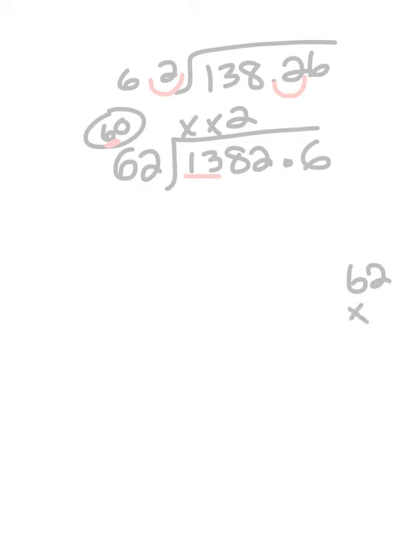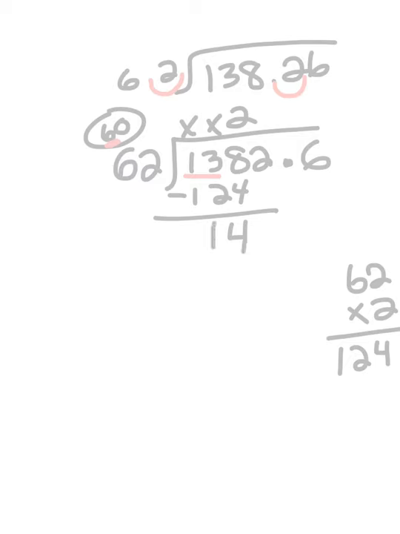So I'm going to come off to the side and go 62 times 2. 2 times 2 is 4. 6 times 2 is 12. So I'm going to subtract 124. 8 minus 4 is 4, 3 minus 2 is 1, 1 minus 1 is 0. My next step is to bring down the 2.